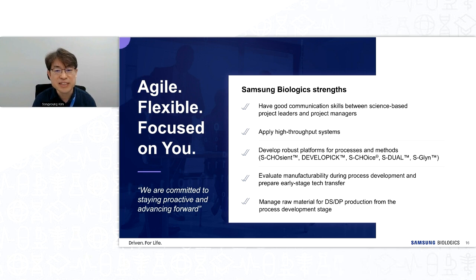To expedite the timeline while minimizing risk, utilizing platform processes is ideal. However, in the absence of a platform process, early assessment of manufacturability and proactive management of raw materials are important. These proactive approaches will enable smooth transitions and enhance the efficiency of the transfer process.